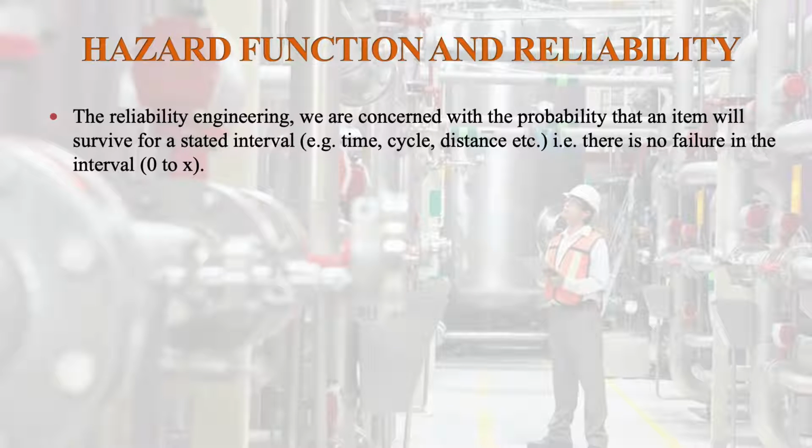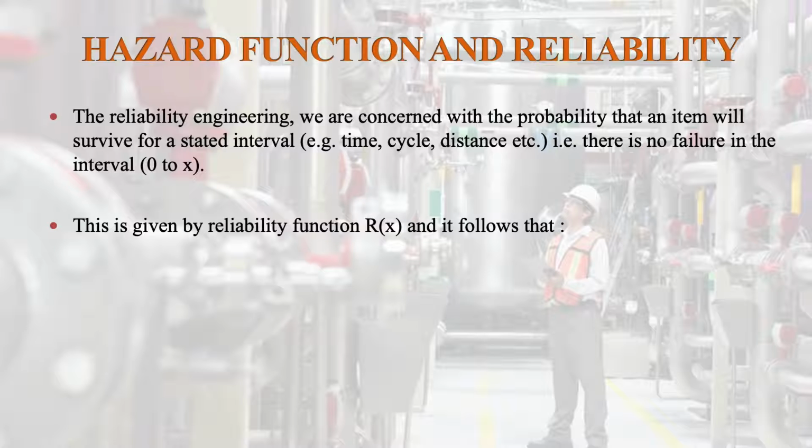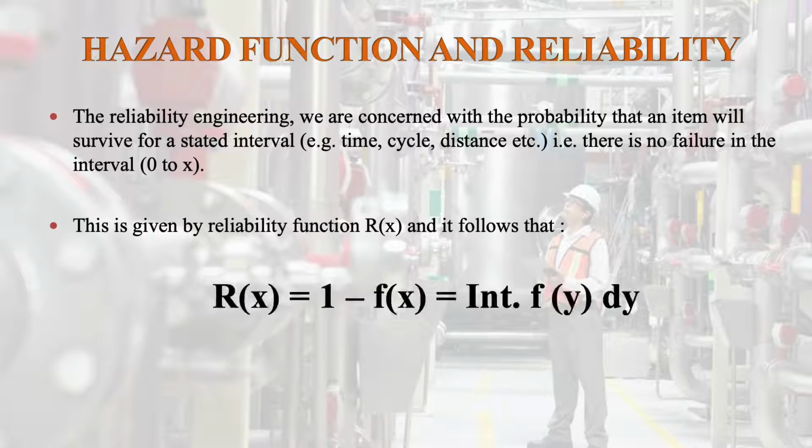In reliability engineering, we are concerned with the probability that an item will survive for a stated interval, for example time, cycles, distance, etc. That is, there is no failure in the interval 0 to x. This is given by the reliability function R(x), and it follows that R(x) is equal to 1 minus F(x), that is equal to the integral from x to infinity of f(y) dy. This is the formula for the hazard function.